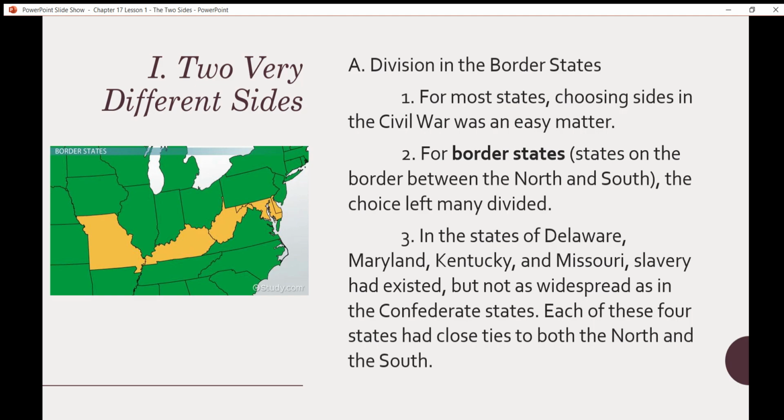Fortunately for the South, in all 4 of those states, slavery did exist. However, it did not exist as widespread as in the full Confederate states, those existing immediately in the South. Each of these 4 states did still have close ties to both the North and the South. So though they had slavery permitted in their territories, they still had a close relationship to maintain with both the North and the South.